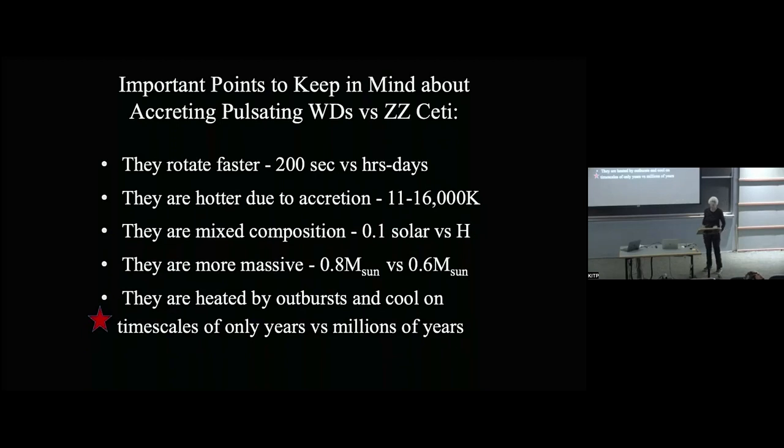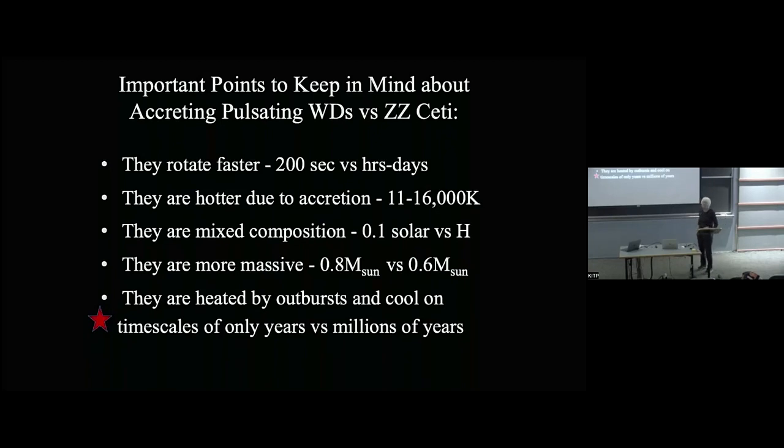And they're hotter due to the long-term effects of accretion, and the accretion also gives them a different composition than a single white dwarf. And so they have helium zones more so than a typical ZZ Ceti pulsator would. So their instability strip is 11 to 16,000. And they have this mixed composition that is typically fit with models that are a tenth of a solar.